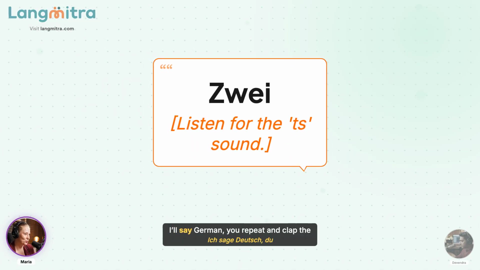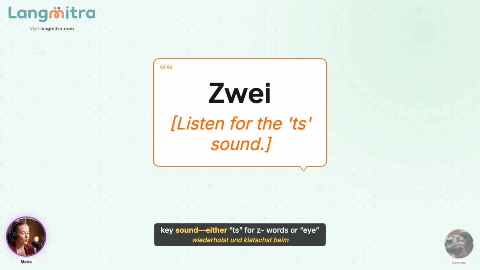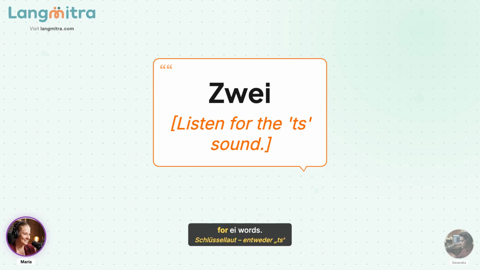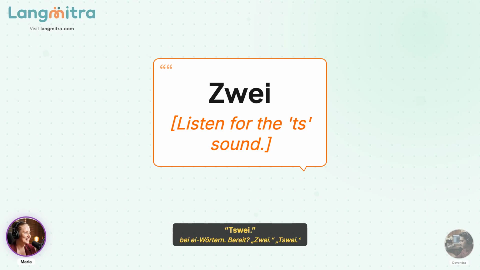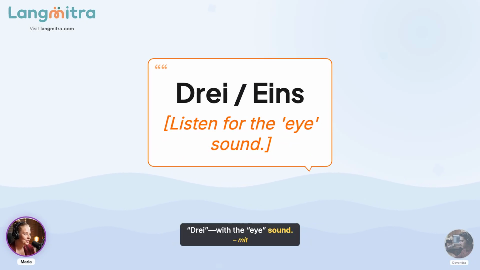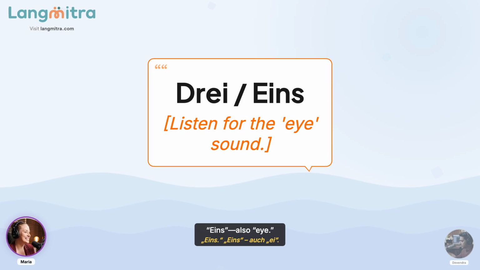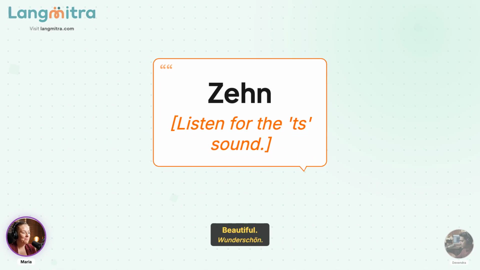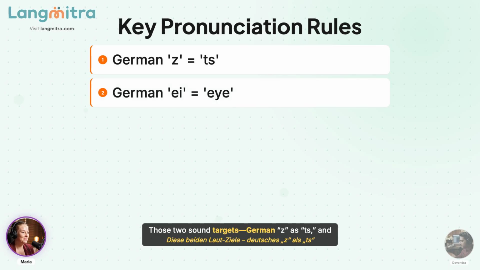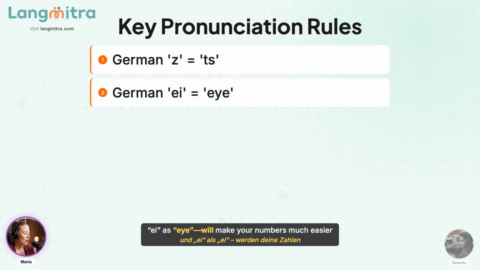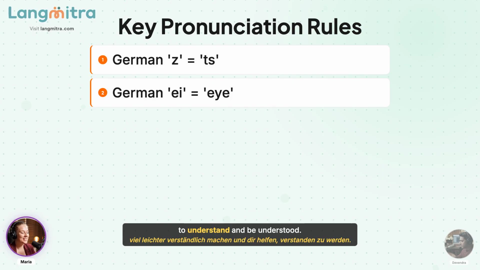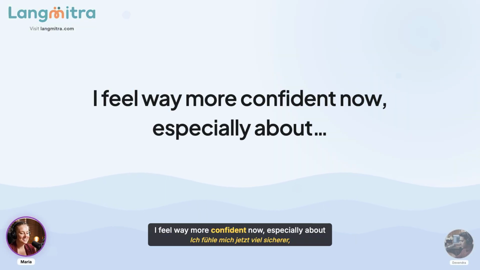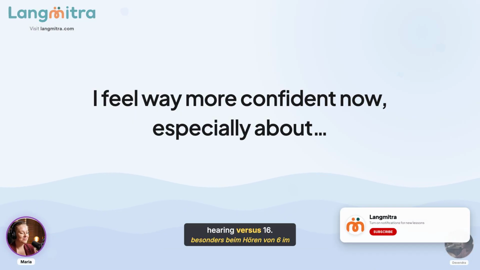Last drill. I'll say German, you repeat and clap the key sound, either ts for Z words or I for I words. Ready? Zwei, zwei, drei, drei, with the I sound. Eins, eins. Also I. Zehn, zehn. Beautiful. Those 2 sound targets, German Z as ts and I as I, will make your numbers much easier to understand and be understood. I feel way more confident now, especially about hearing 6 versus 16.